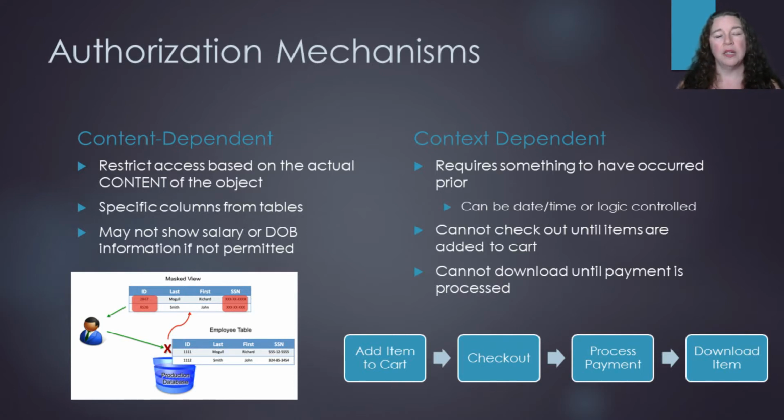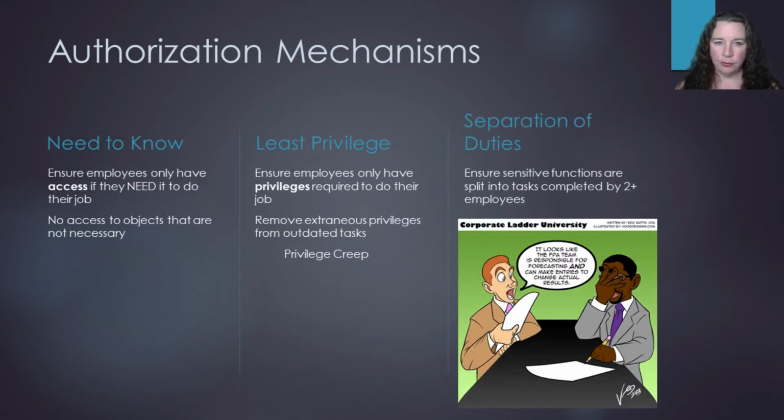Compare that with context dependent, which means something has to have occurred prior, such as a date or time, perhaps logic controlled. The example that we have here is that you have to add items to the cart before you can check out. You can't check out until you have added items to the cart. You can't process the payment until you've done the checkout. And you can't actually download the new item you just purchased until the payment has cleared. This is context dependent. The download item screen won't even show up unless the process payment screen has already been processed. That one won't show up until you've gone through checkout. So we limit what you are able to visualize or do based on the context or what prior actions have occurred.